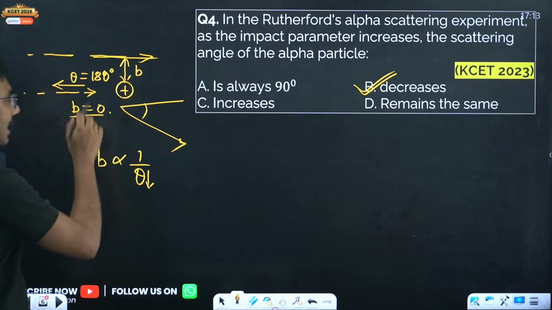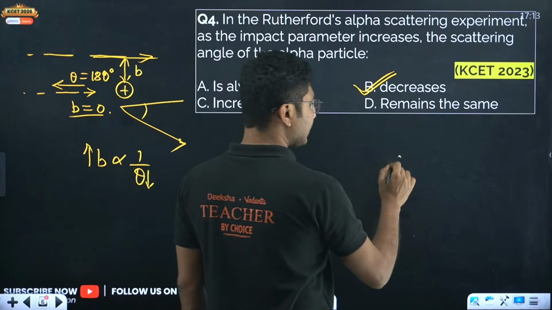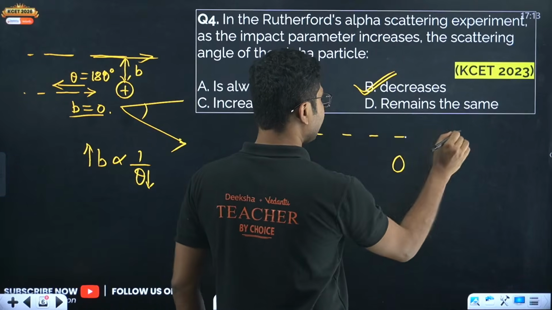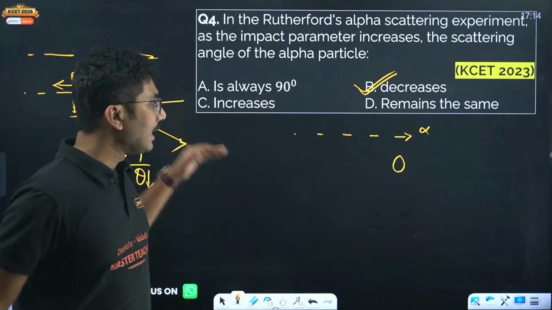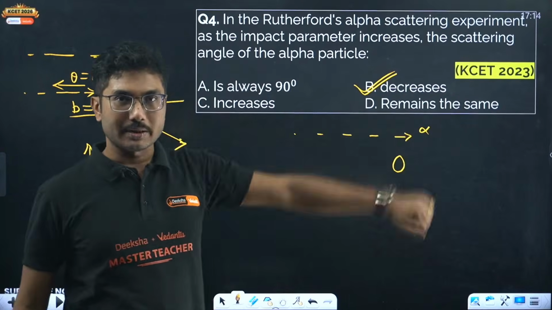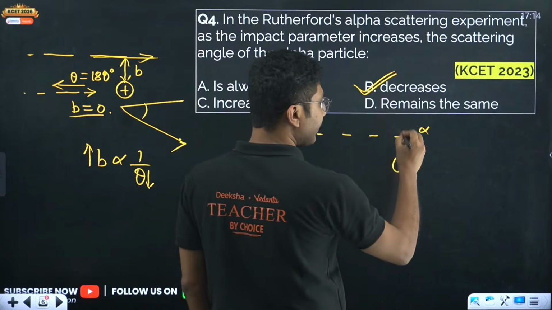So impact parameter is the perpendicular distance. This is the trajectory of the alpha particle. If there is no nucleus, it would have gone straight through this path. This is the path, the trajectory. This is called trajectory.